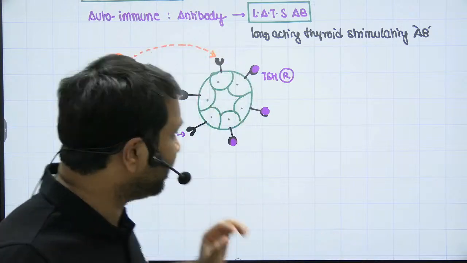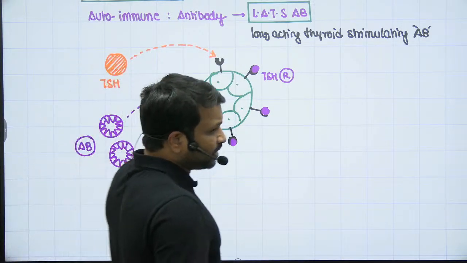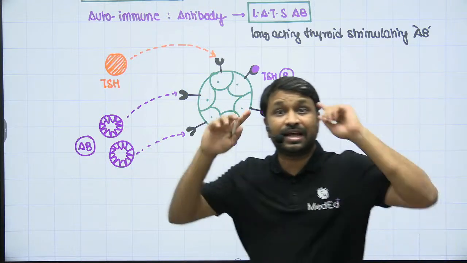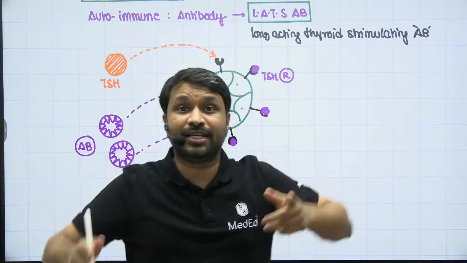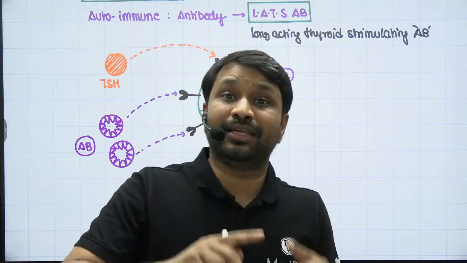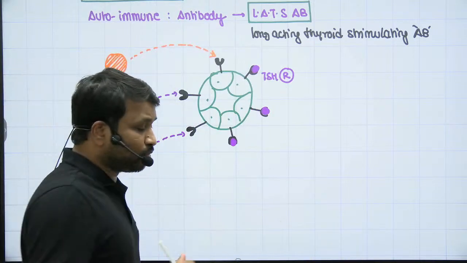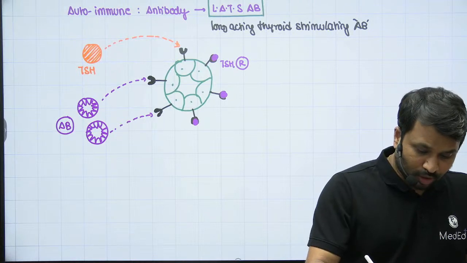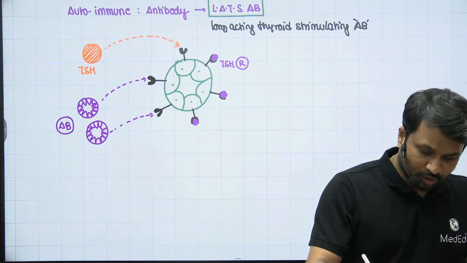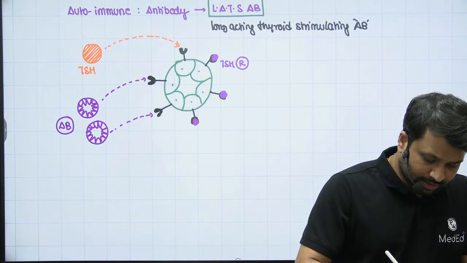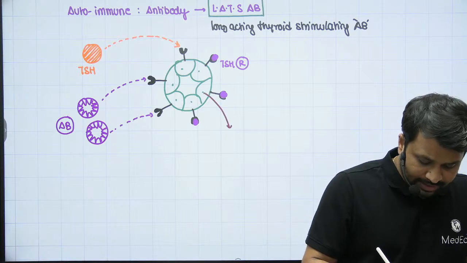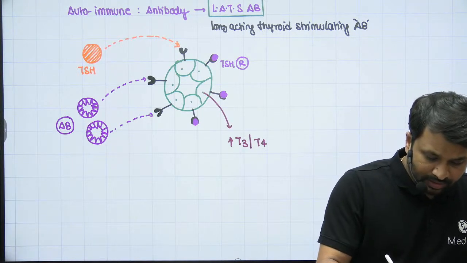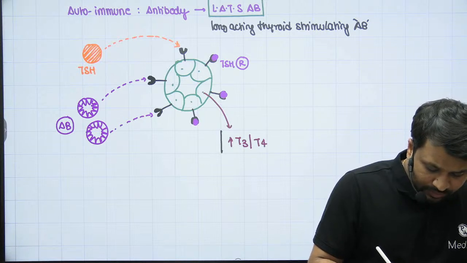In the same way, when these antibodies mimic a TSH hormone, they come and bind to the TSH receptor, they confuse the TSH receptor, they fool the TSH receptor, making it think that TSH hormone is present. Now because of this excessive stimulation of the thyroid follicles, these follicles are going to release excessive amounts of T3 and T4.